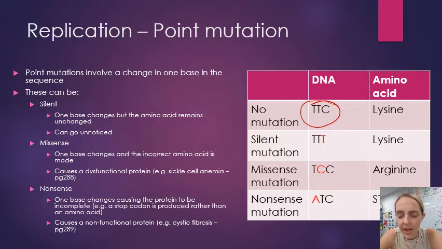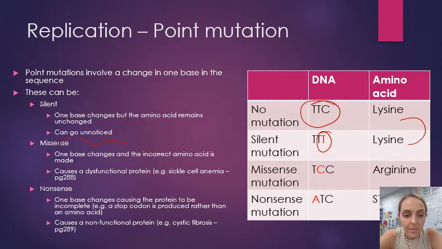With a silent mutation, we get one base change, so for example TTT, but if we look at the codon table, that still codes for lysine. So even though it's a point mutation where one base is changed, the amino acid that's made is the same. So that means it would go unnoticed and there wouldn't be any physical effect on the protein that's made.